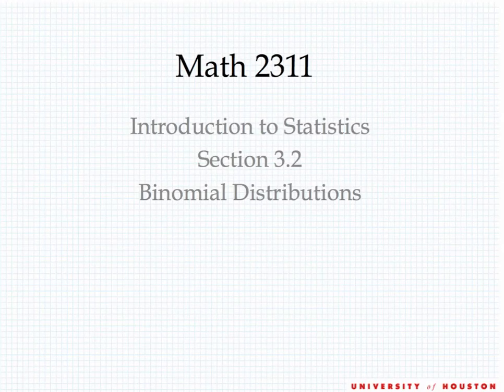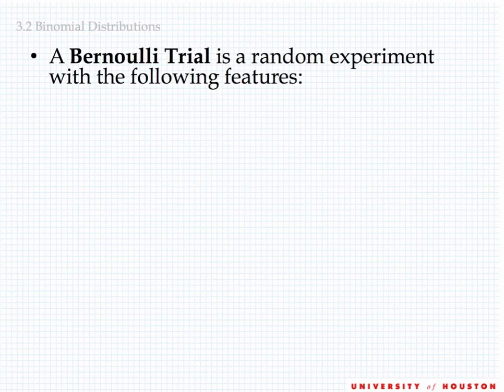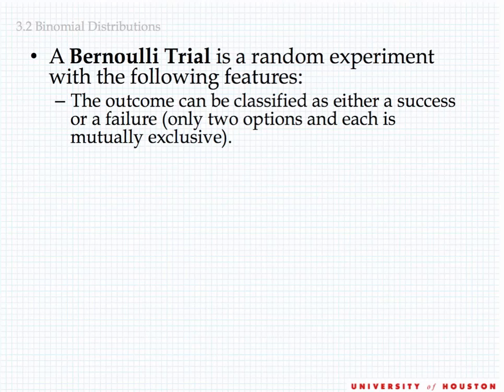Binomial distributions. A Bernoulli trial is a random experiment with the following features. The outcome can be classified as either a success or a failure. Those are the only two options, and each is mutually exclusive.